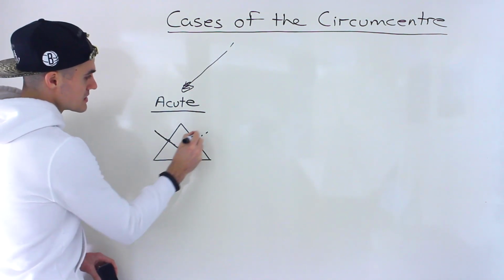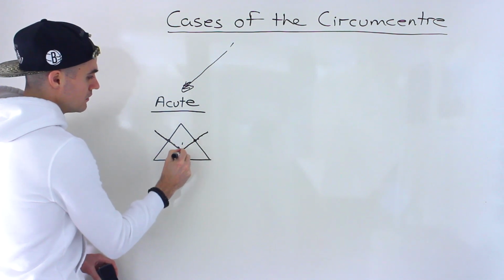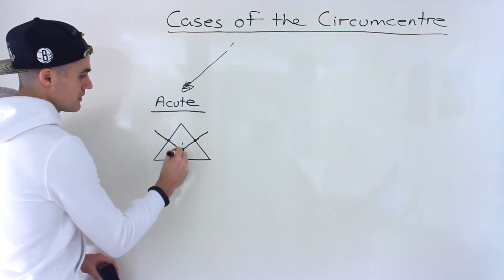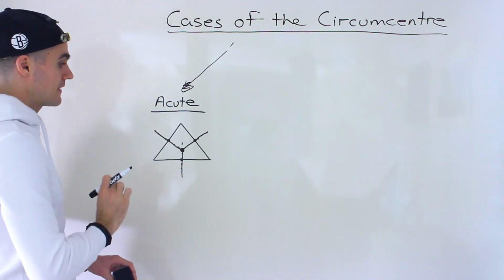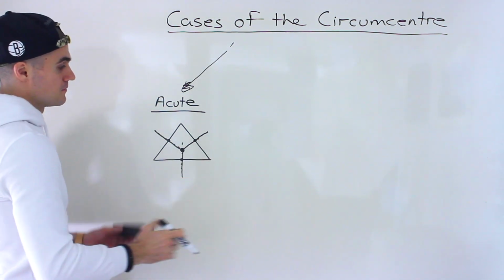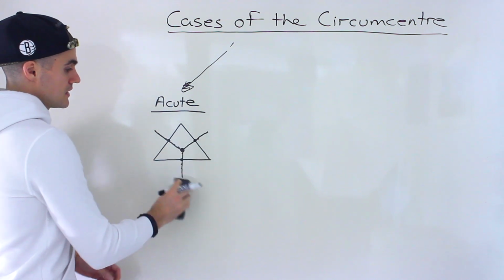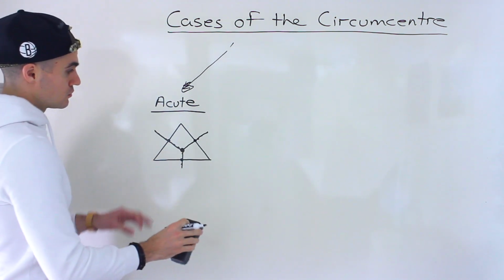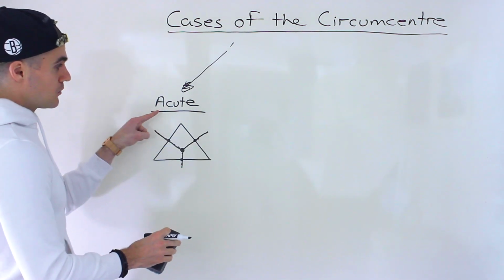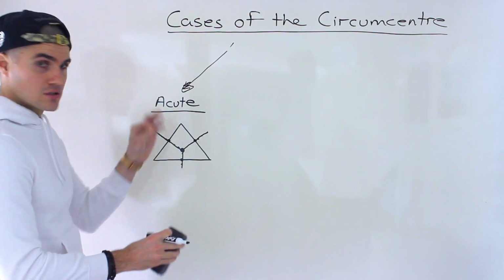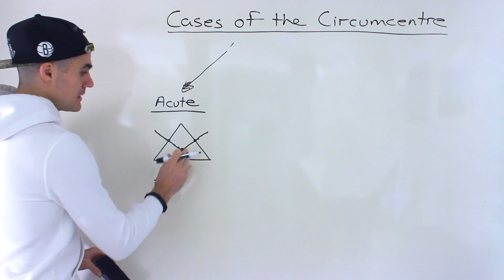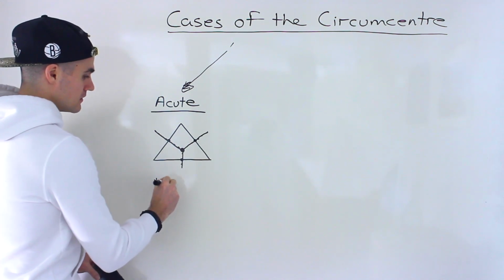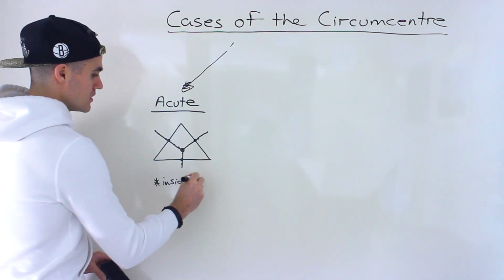If we shade these in, notice that they are all intersecting right there. All three are going to intersect at that same point, and that point right there is the circumcenter. So from this diagram, notice that when you're dealing with an acute triangle, the circumcenter is going to be inside the triangle.